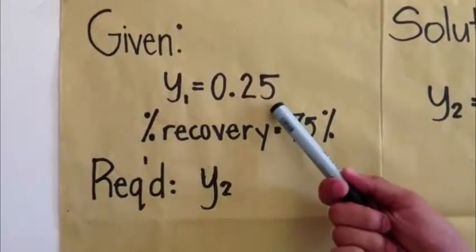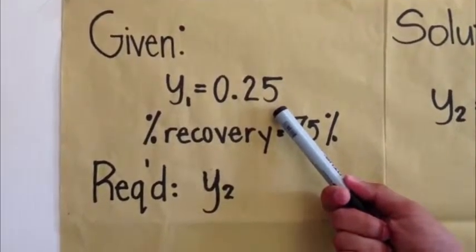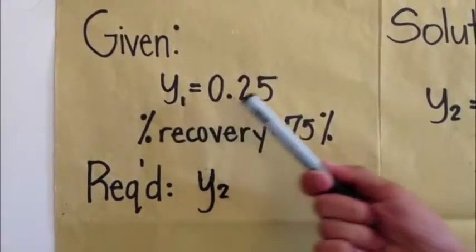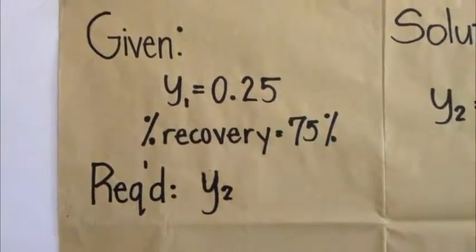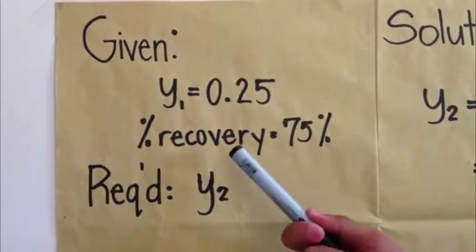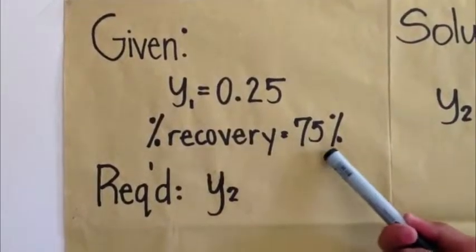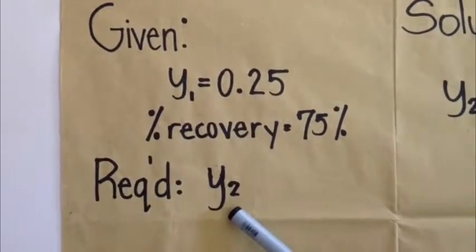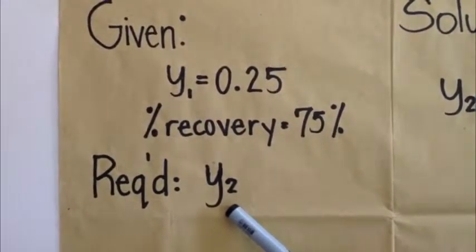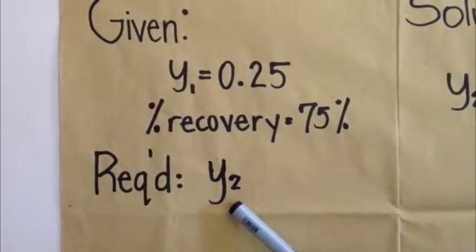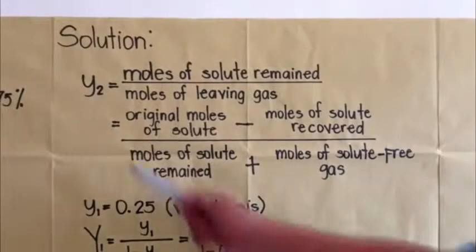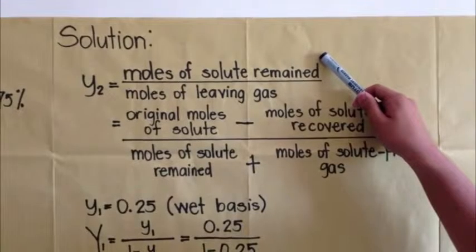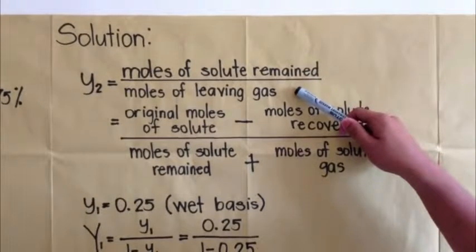We are given the initial mole fraction of our solute, which we call Y1, which has a value of 0.25. Also, we are given the percent recovery, which is 75%. We are required to solve for Y2, which is the mole fraction of the solute in the effluent gas. To solve for our Y2, we must divide the moles of solute remaining by the moles of leaving gas.